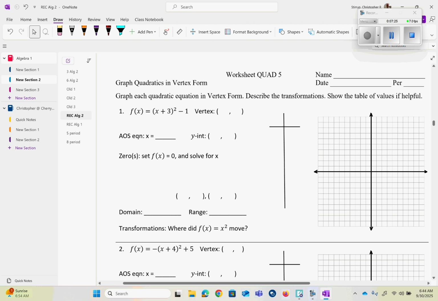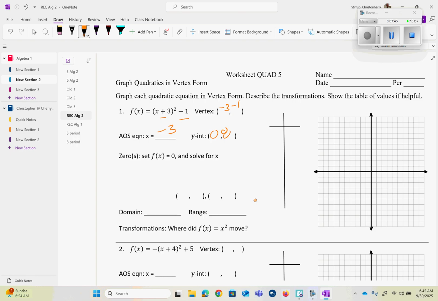All right, so this is your worksheet. If you just copy this down, that means you don't really know it. But so the vertex is going to be -3, -1, so opposite of this, same as this. Our axis of symmetry is going to be x equals 3. Our y-intercept, if we plug 0 in, 0 plus 3 is 3. 3 squared is 9. 9 minus 1 is 8.